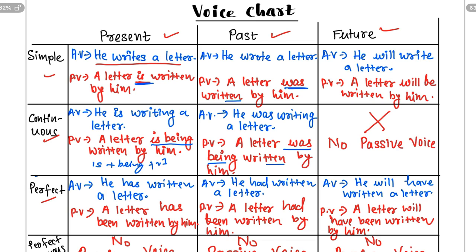And we also know future continuous tense has no passive voice. Please note it down that future continuous tense has no passive voice. Now come to the present perfect. So present perfect we will use has and have.